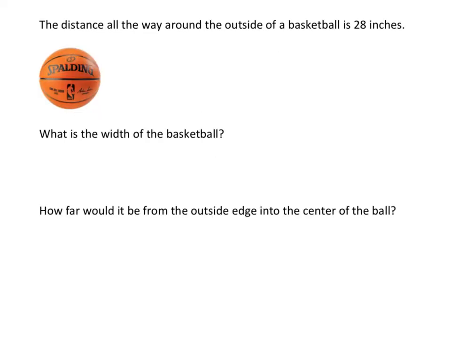Here we are given the distance all the way around the outside of the basketball is 28 inches. So the outside of the basketball is 28 inches. That is also known as our circumference. Circumference equals 28 inches. Now it wants to know what is the width of the basketball. The width of the basketball would be from one side to the other. That's our diameter. So this is asking for diameter.